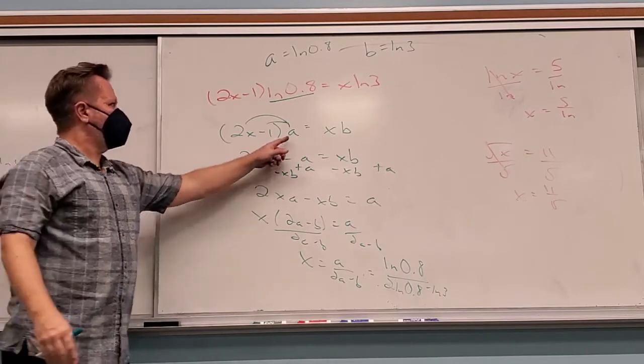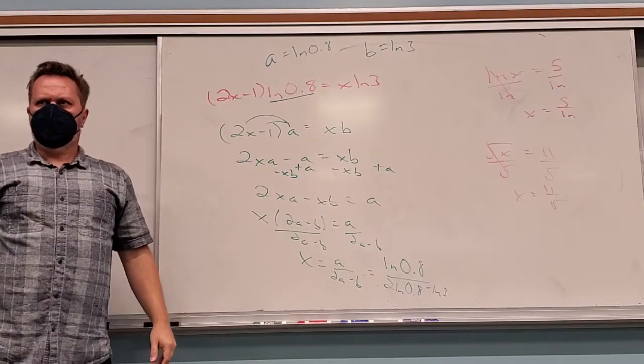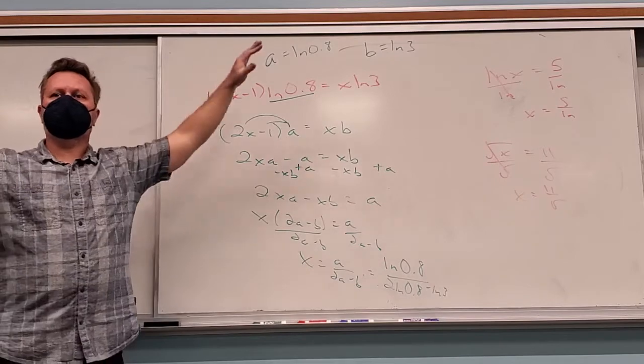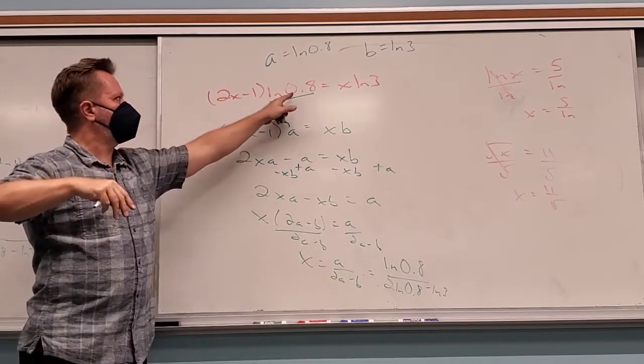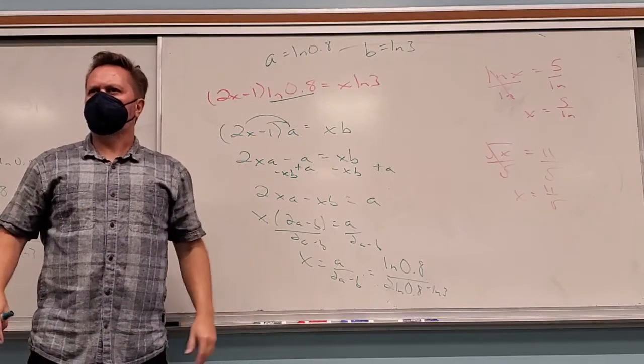Completely legal because A is natural log of 0.8. So of course I could do that. That's probably the worst part of solving these equations, is just being okay with this stuff sitting in there. It just looks so weird. We're not used to it.